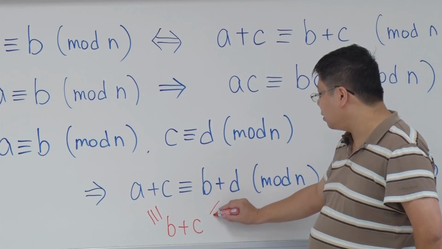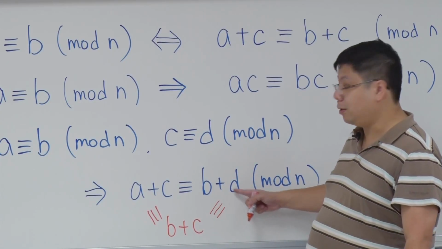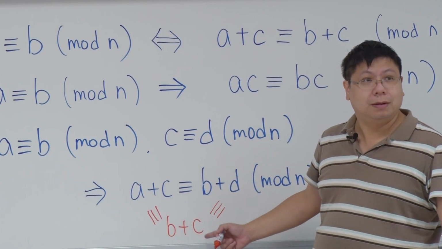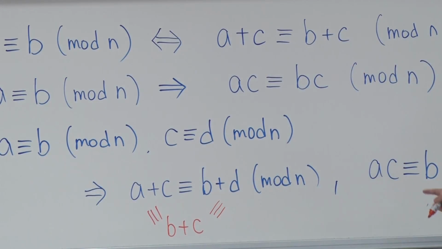And then B plus C is equal to B plus D. The reason is that C and D are the same. You add the same number B, so they will be the same. So that's why this one is the same as this one. Is that okay? So here, it is the same.